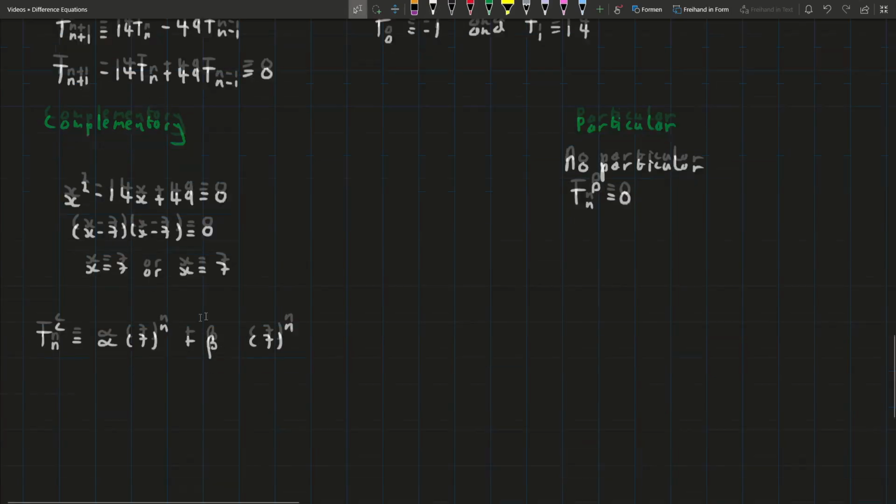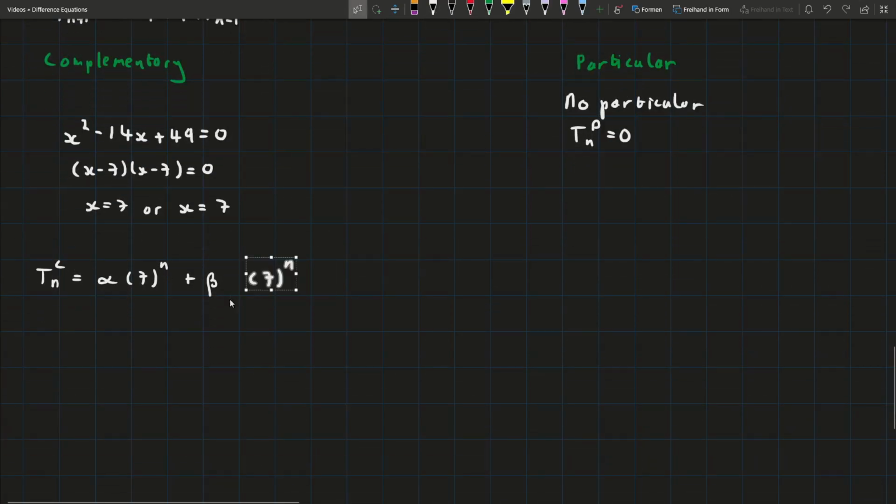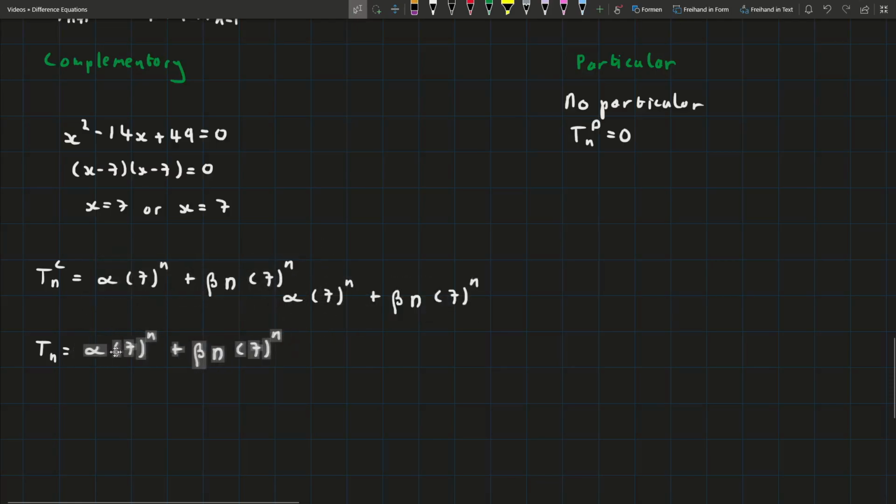But the problem with this is it's just an exponential. So to fix it, one of the theorems in the chapter is that if you have repeated roots, one of the terms gets an extra n in it. And then our final solution is always the sum of the complementary and the particular. But in this case, our particular is equal to 0. So the final solution is just our complementary solution. So our final solution is just this.